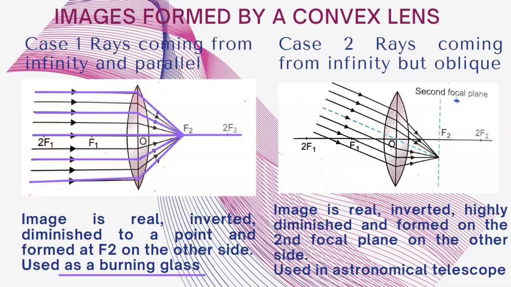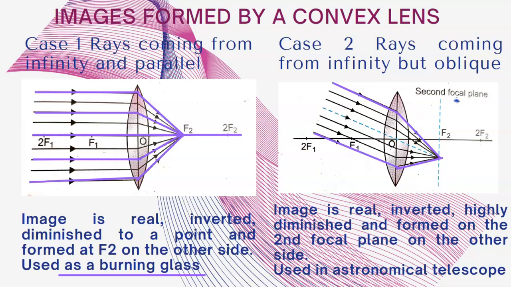axis. They are oblique, as we can see. So again, we draw the lens. Remember, a lens should have a center line, middle line from which the rays are going to bend. So consider the rays that are coming from infinity, but they are coming oblique. After refraction, they meet at a point in the second focal plane. They are not going to meet at F2 because they are not parallel to the principal axis.